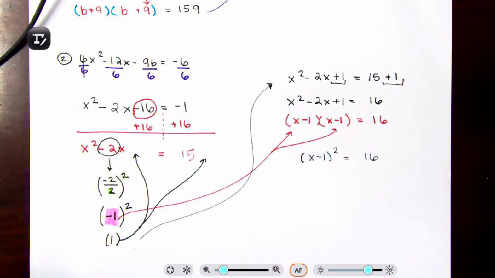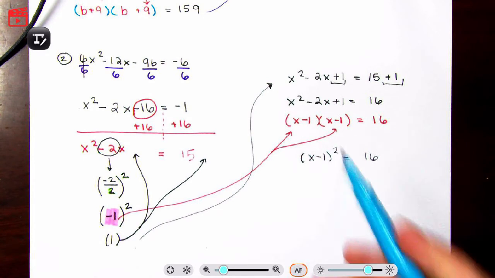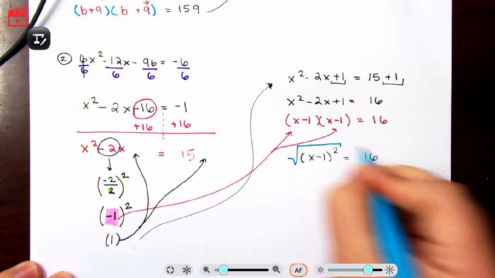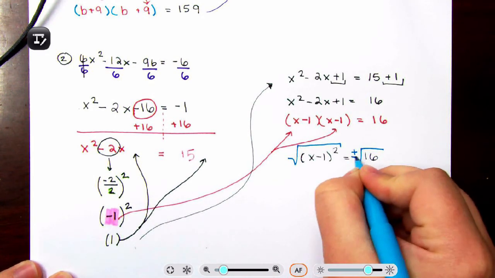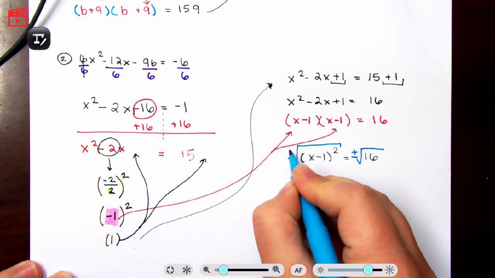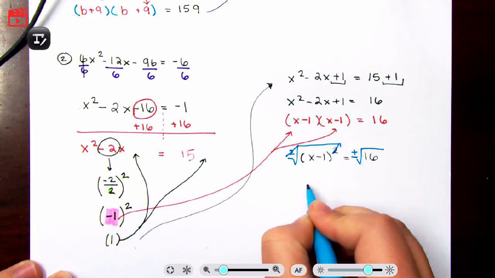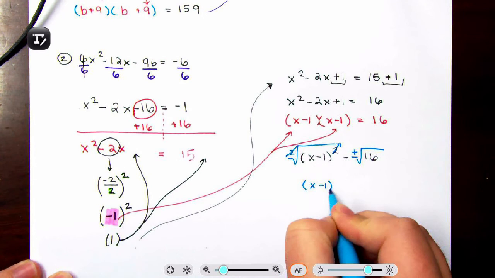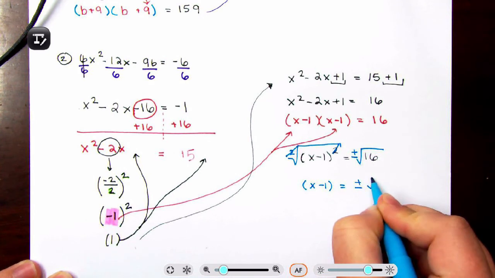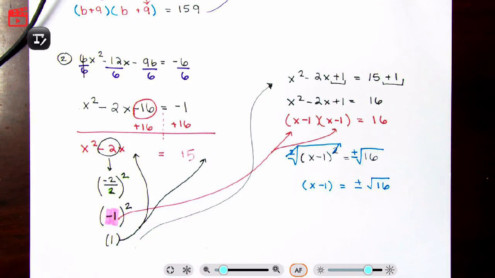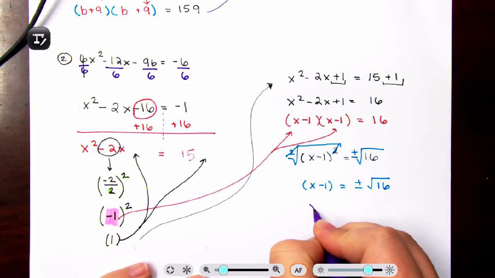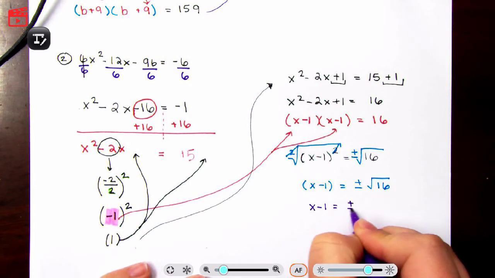We can take the square root of it. Again, make plus or minus always. Again, there's a secret 2 here, so the 2's, they go away. So I have x minus 1 is equal to plus or minus the square root of 16. But what is the square root of 16? The square root of 16 is 4. So x minus 1 is equal to plus or minus 4.